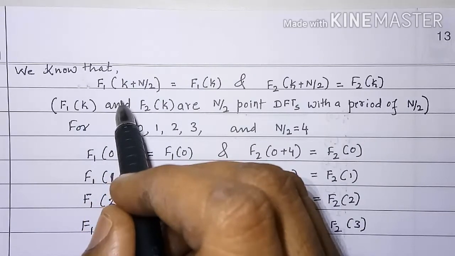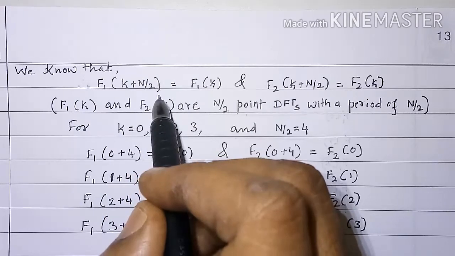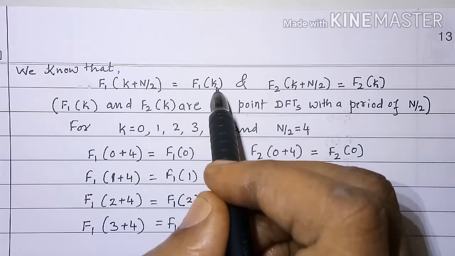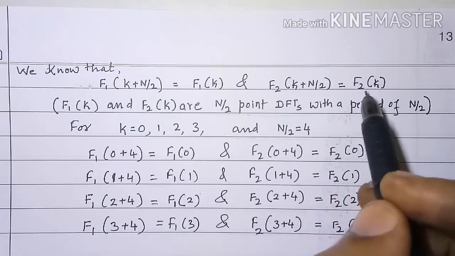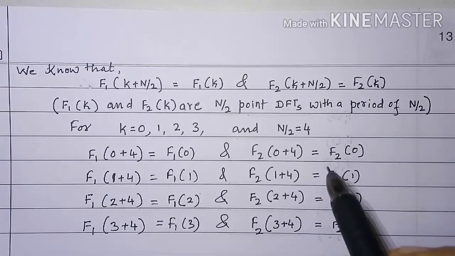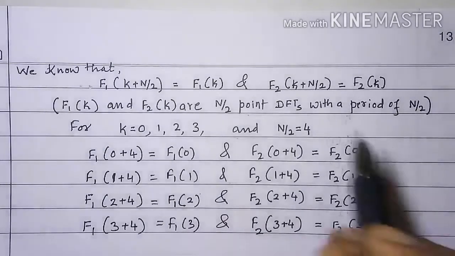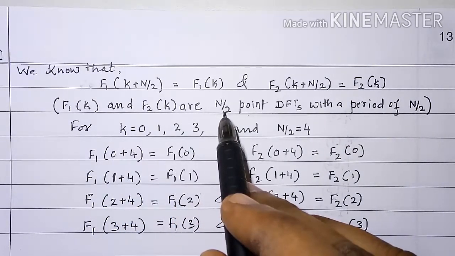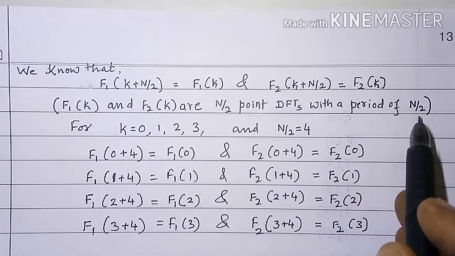Writing that, F1 of k plus capital N by 2 is equal to F1 of k, and F2 of k plus capital N by 2 is equal to F2 of k. This is by periodicity property of DFT. So here I have written in bracket F1 of k and F2 of k are N by 2 point DFTs with a period of capital N by 2.